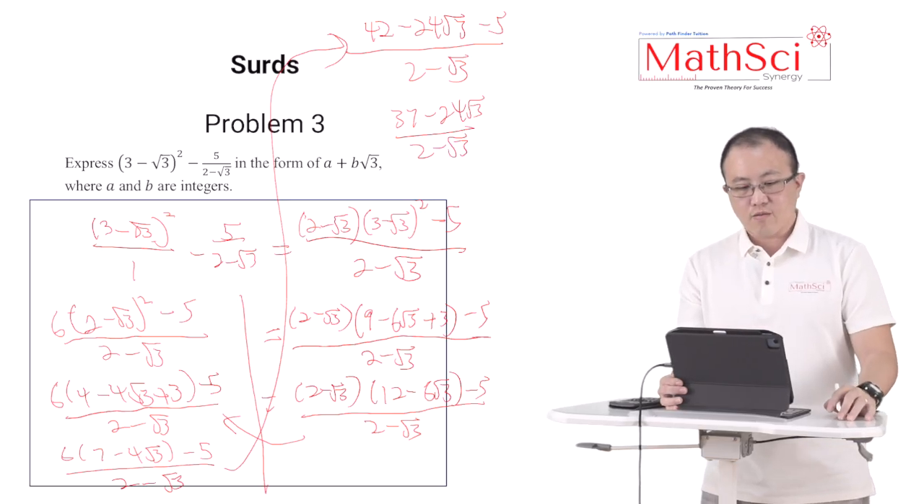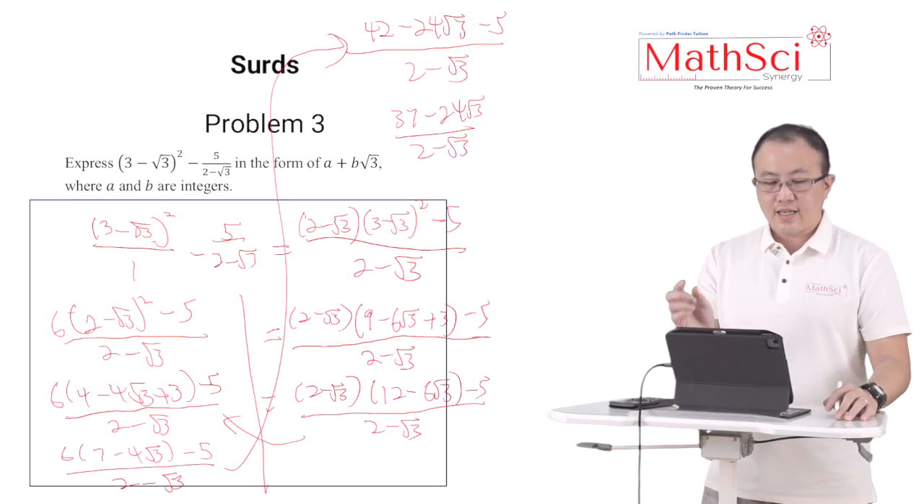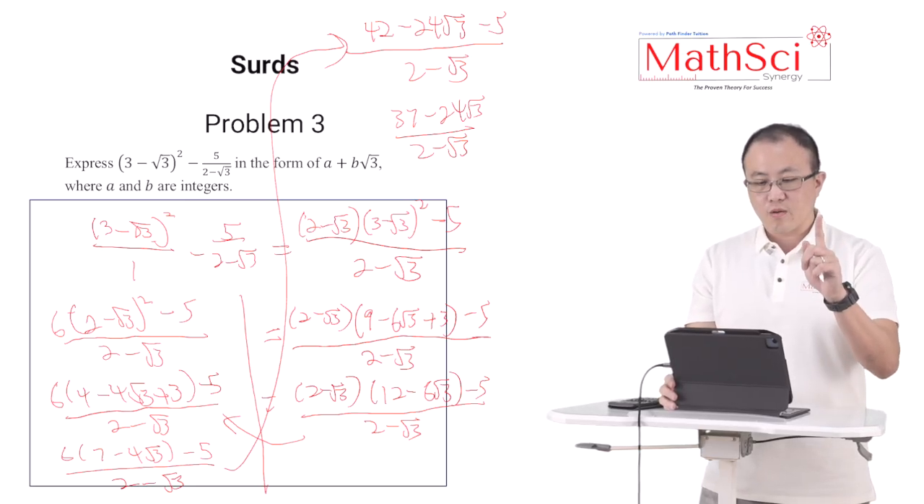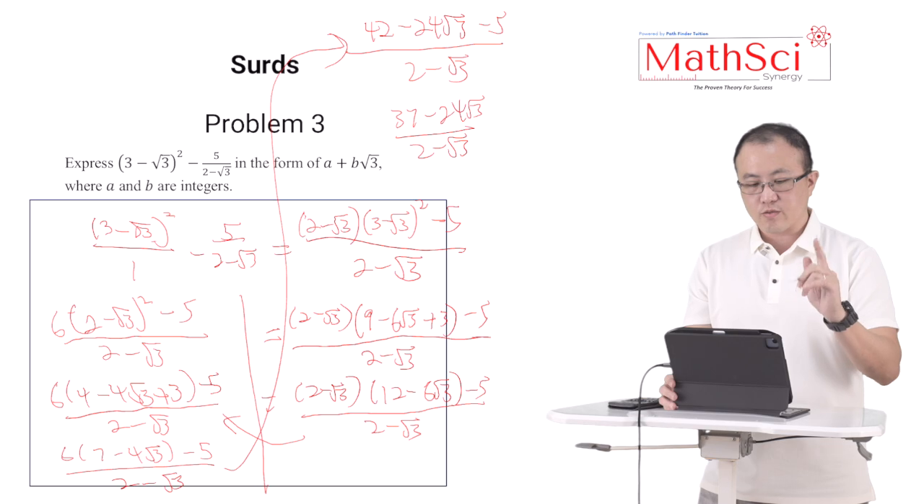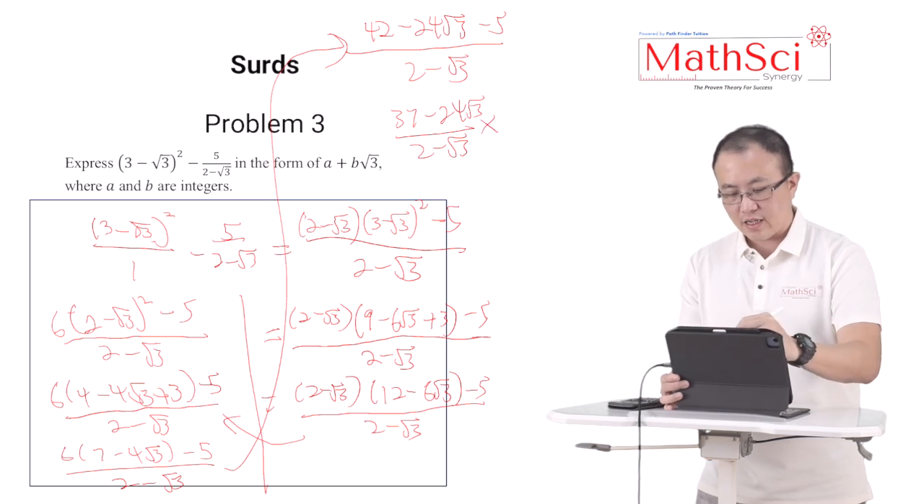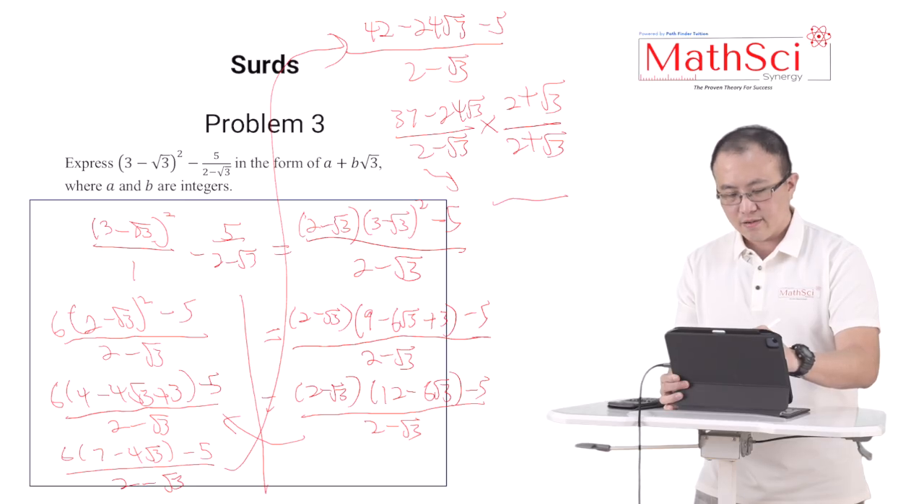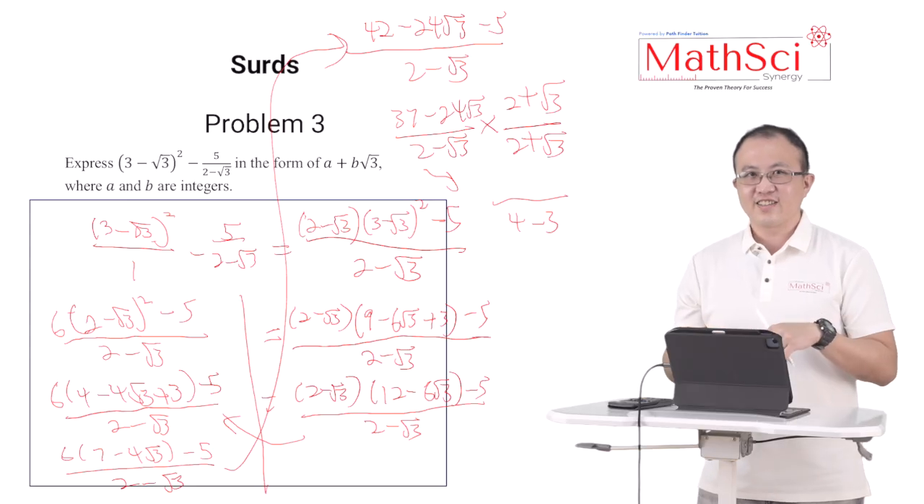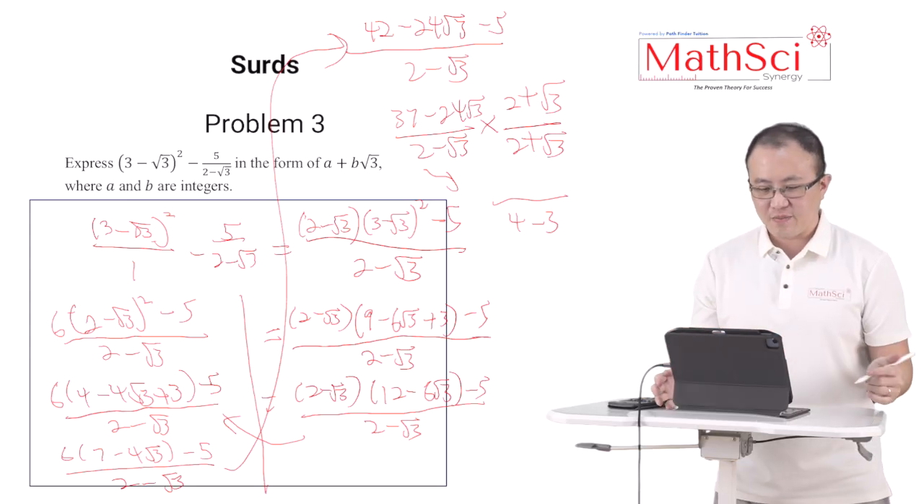Then from here, what you need to do is that because I need to get a plus b root 3 at the end, the last step will be, cannot have a denominator with such, we rationalize. So rationalize will be multiplied by the conjugate, 2 plus root 3 over 2 plus root 3. And then eventually you will be able to get the denominator to be 4 minus 3. Actually very surprising. 4 minus 3, 1. Then I don't need to care about the bottom already.